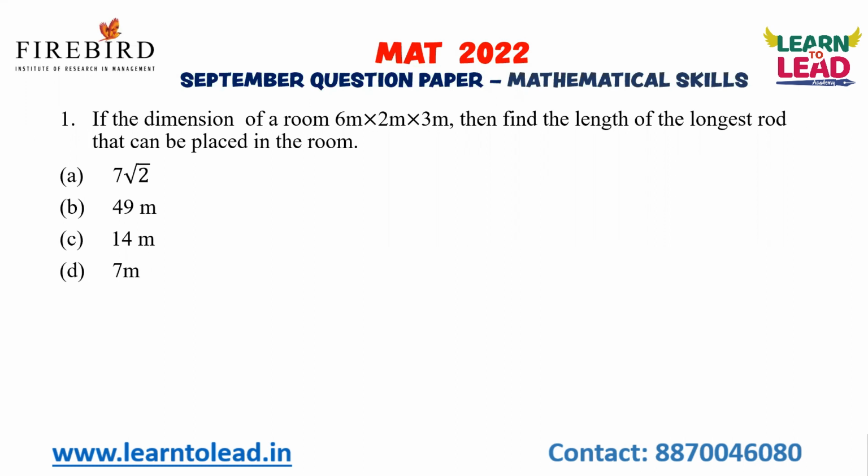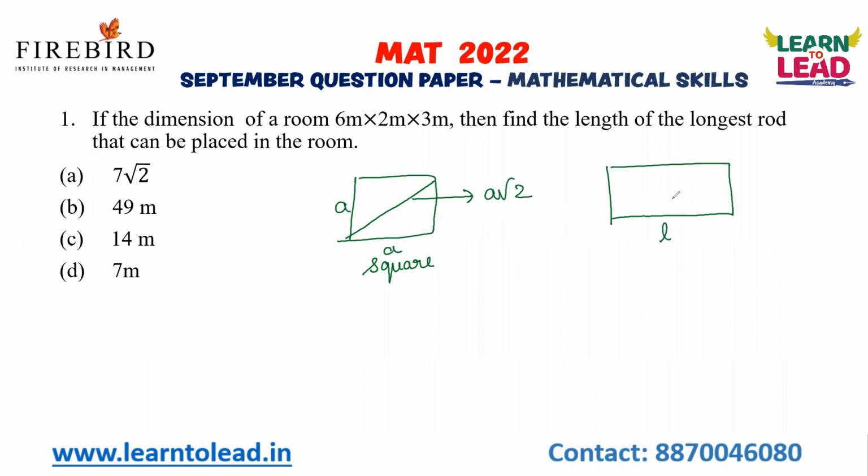Now, the first question: if the dimensions of a room are 6 meter, 2 meter and 3 meter, then find the length of the longest rod that can be placed in the room. See, if it is 2 dimension, the longest rod is nothing but its diagonal. Take this, it is the shape of a square. We know that the diagonal of a square is a root 2. Square is nothing but where all the sides are equal. In case of a rectangle, the two sides are parallel, right? And the diagonal of the rectangle is square root of L square plus B square.